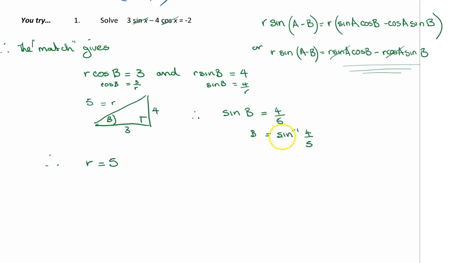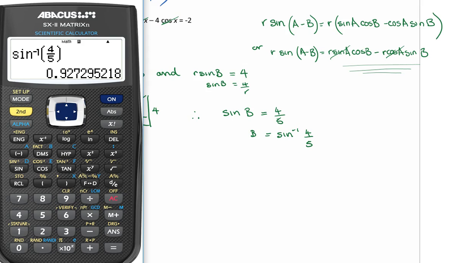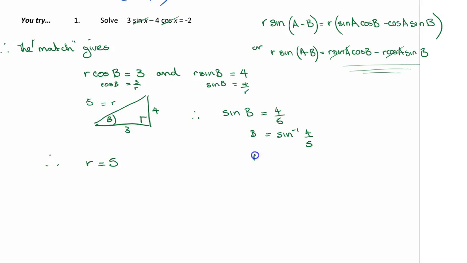How do we get B? We take the sine inverse. Now this is junior school stuff. B is the sine inverse of 4 on 5. Let's go to the calculator. Make sure your calculator is in radians. Sine inverse of 4 on 5 gives me 0.927. I'm going to say that, yeah, maybe I'll go that far, 3 decimal places. So B is equal to 0.927. I think that's what I said.